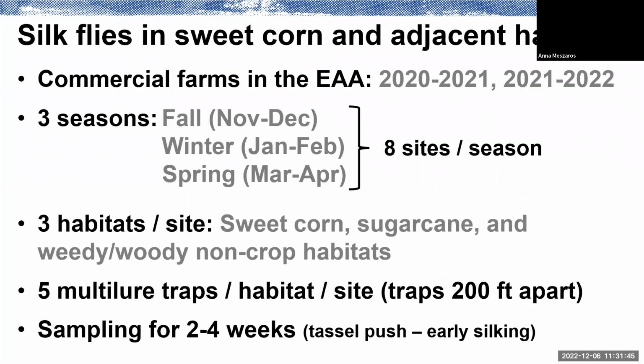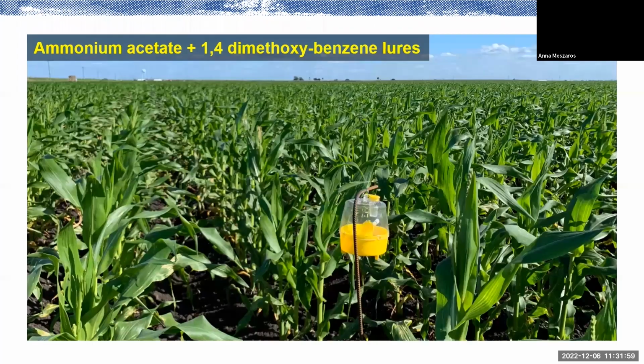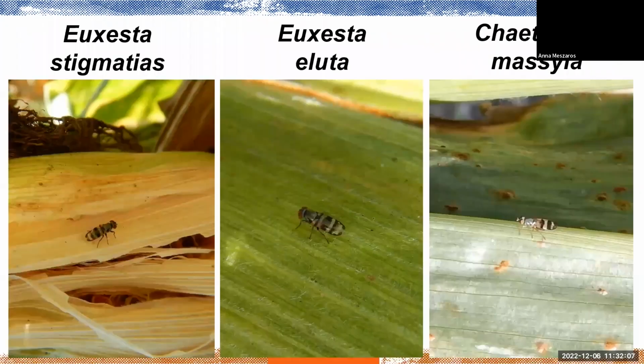And then for each habitat, we put out 5 traps to sample sealflies. We started standardizing with the corn around tassel push to early silking, and we monitored for 2 to 4 weeks. So we used those modular traps. You might have seen them driving around during the sweet corn season. And indeed, we did catch adult sealflies.